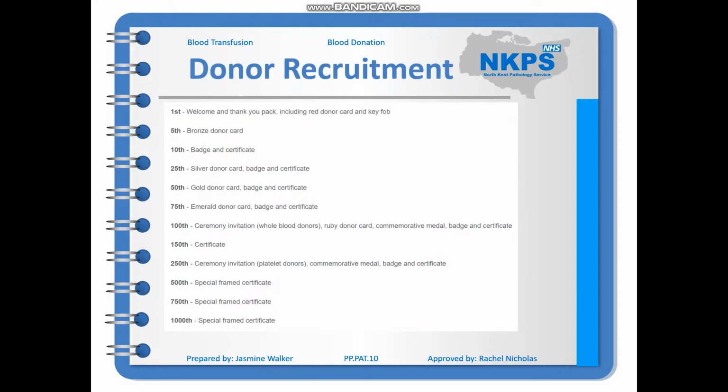For example, in the UK, this is the generalised layout of what you get for the numbers of donations. So when you first donate, you get a welcome thank you pack, including a little card and a key fob. On your 5th donation, you get a bronze card, and so on and so forth. This does change, so I don't know if this is what the current standard is, but in general, you get different little rewards each time you go. And I know that when someone is present and they're giving their 100th donation, they normally give them a round of applause, because it's such a huge achievement.